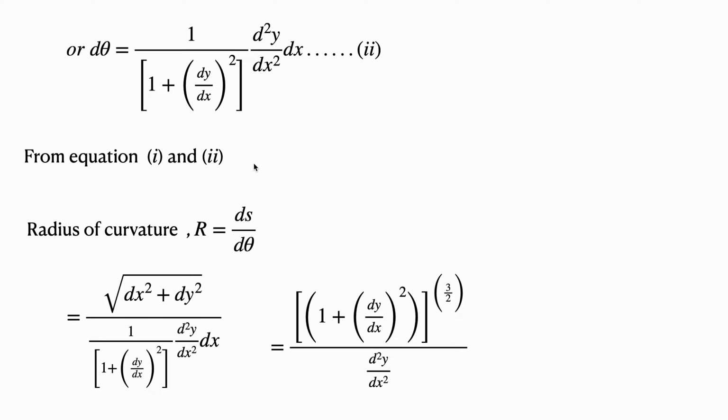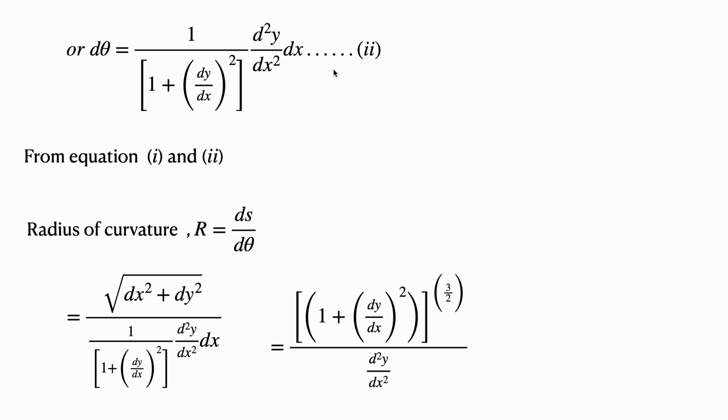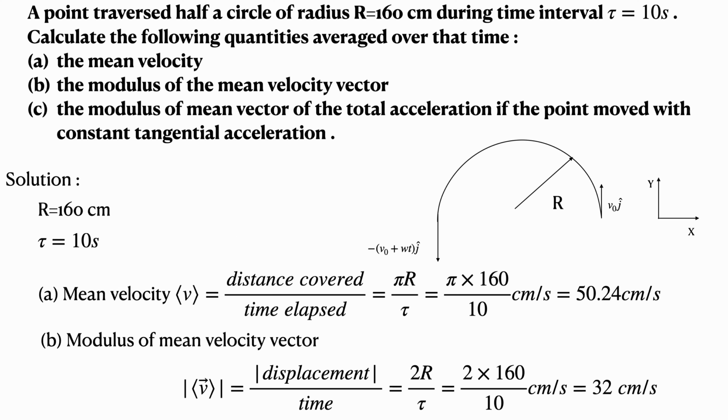From equation 1 and 2, we can write radius of curvature r equals ds divided by d theta, and we know the value of ds from here and the value of d theta from equation 2. If we put the values of ds and d theta, we get square root of dx square plus dy square divided by 1 plus (dy by dx) whole square multiplied by d2y by dx square dx. On simplification, we get 1 plus (dy by dx) whole square, whole to the power 3 by 2, divided by d2y by dx square, which is the expression for the radius of curvature.